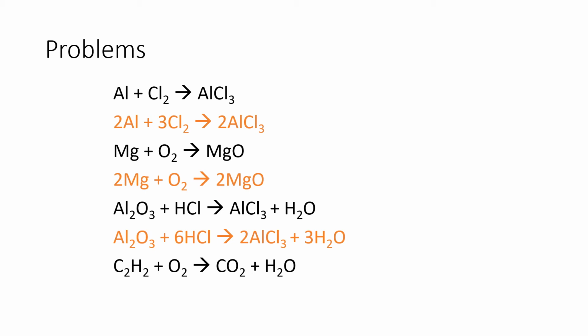So back and forth. The aluminum gave me the aluminum chloride. The aluminum chloride gave me the hydrochloric acid. The hydrochloric acid gave me the water, and the water finished out the aluminum oxide on the first side. The last one's probably the trickiest. This is what we call a combustion reaction or an organic combustion reaction. Organic compounds are those that contain carbon. This particular one is acetylene, C2H2.